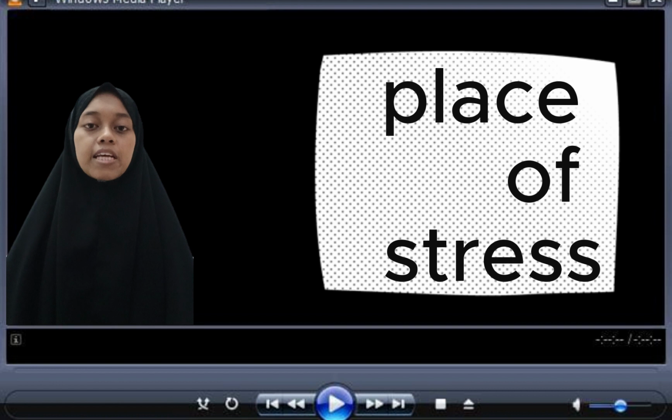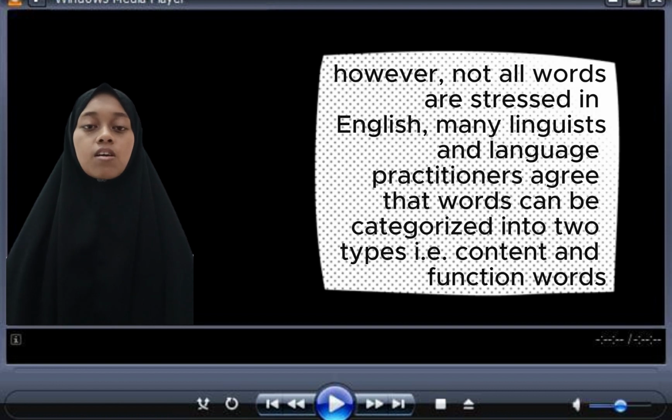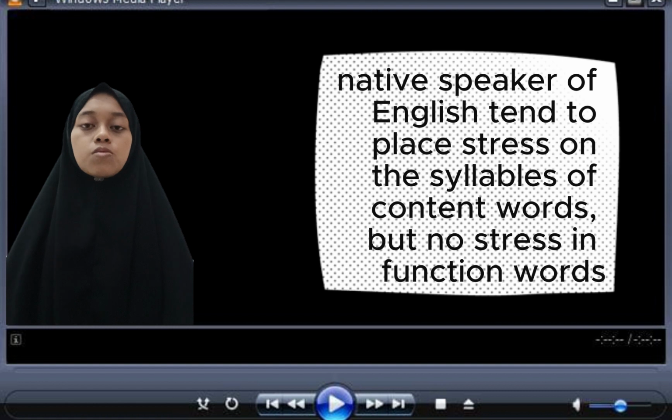And the next class of stress. However, not all words are stressed. In English, many language practitioners agree that words can be categorized into two types, content and function words. Native speakers of English tend to place stress on the syllables of content words, but no stress on function words.